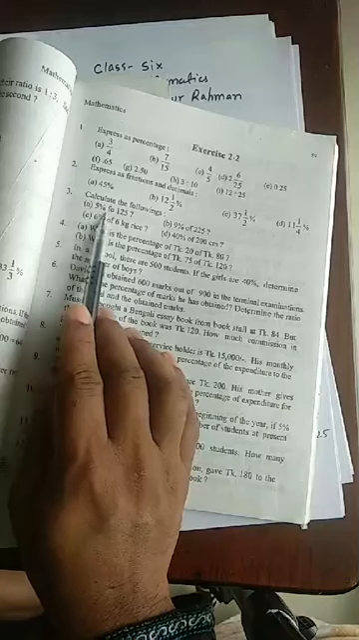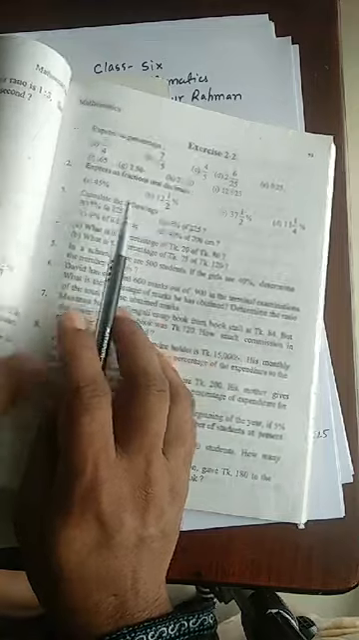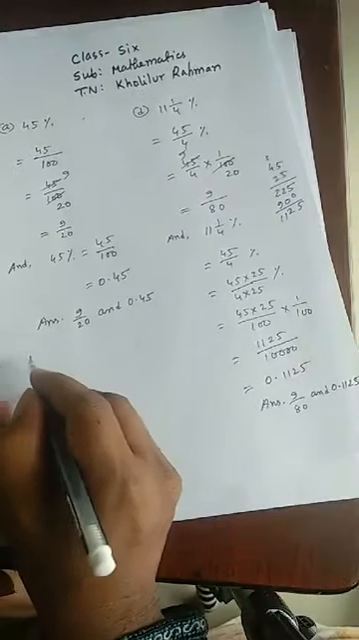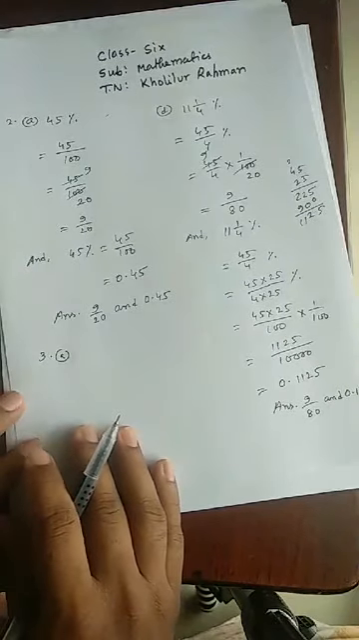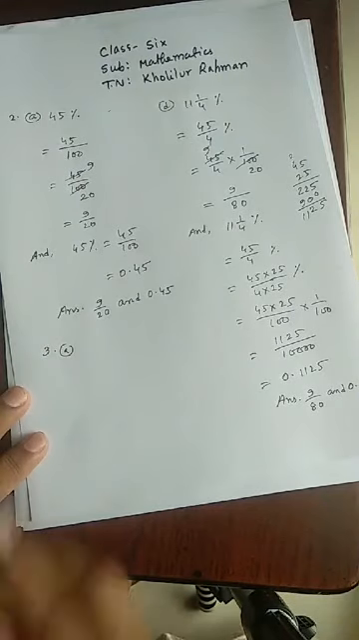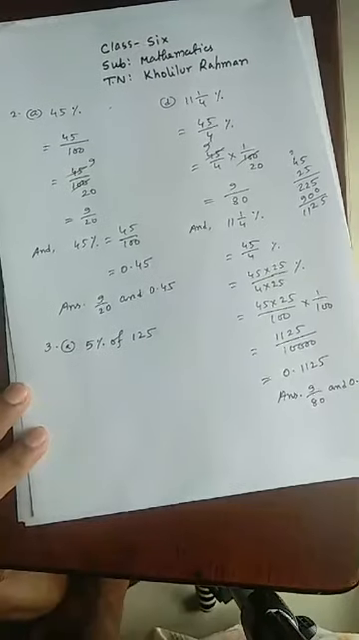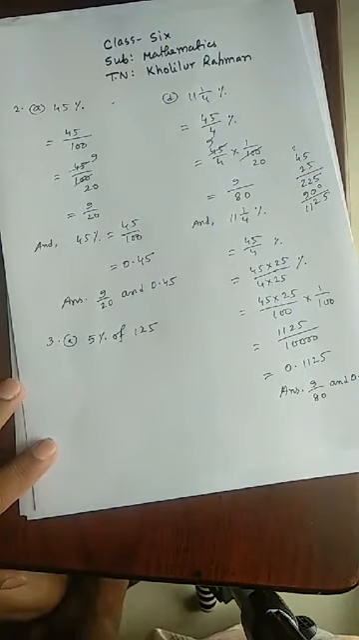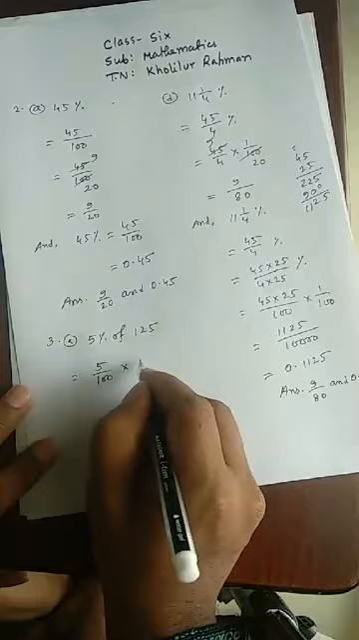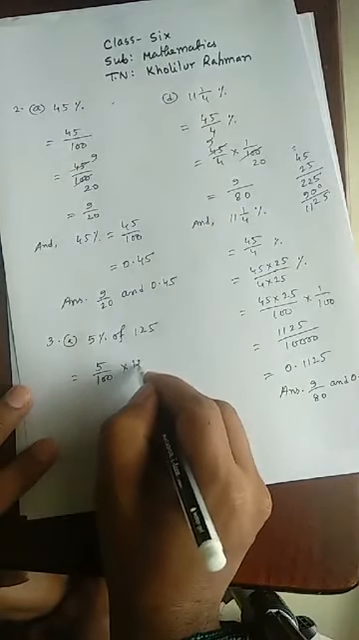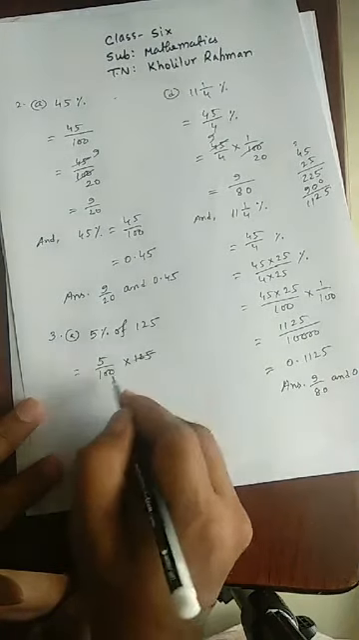First one, a number: 5% of 125. So I am going to write 3a, 5% of 125. So it will be what? 5%, that means 5 by 100. And of means also what? Into 125. Now you can cut it, this one and this one.